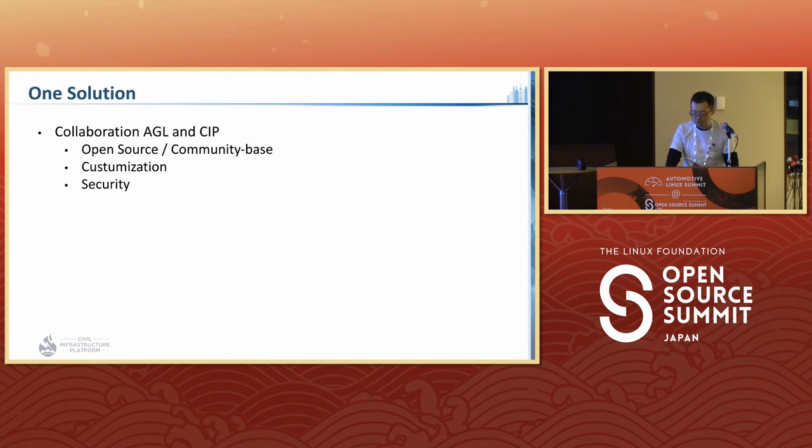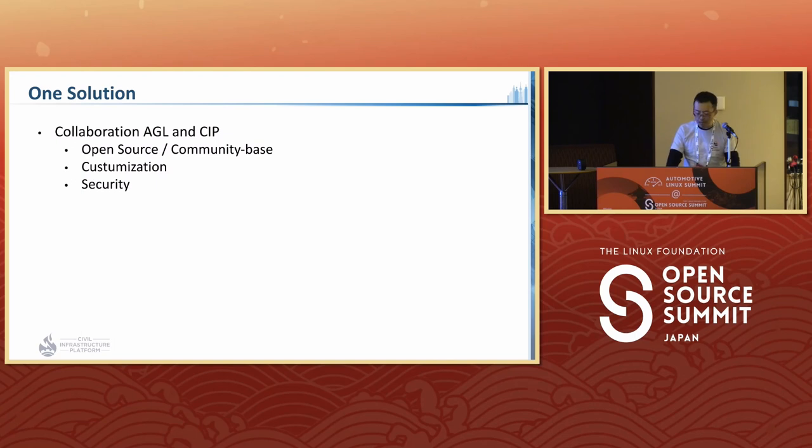They incorporate features and protocols to protect against interference, prevent system failures, and ensure data integrity. Overall, the common goal of AGL and CIP is to provide industry-specific Linux-based operating systems that are secure, reliable, and able to meet the strict requirements of their respective industries.